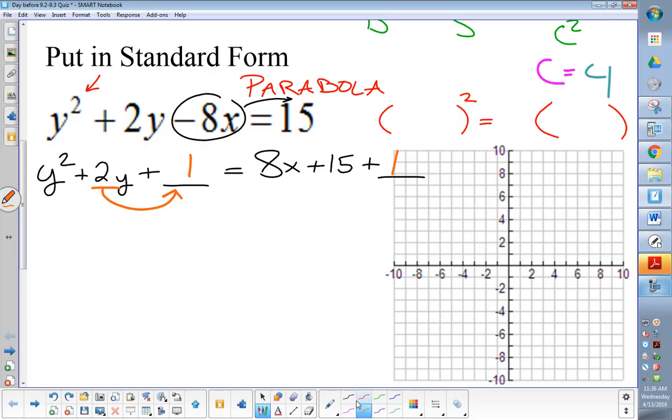I'm not doing that yet. So I'm not going to divide that 8 out yet. Right now I'm just filling in my blanks. I'm going to do that to help me put it in standard form, but at this point I'm not factoring anything out.